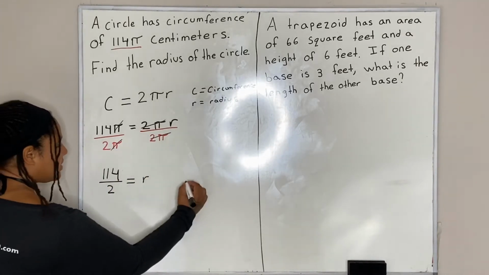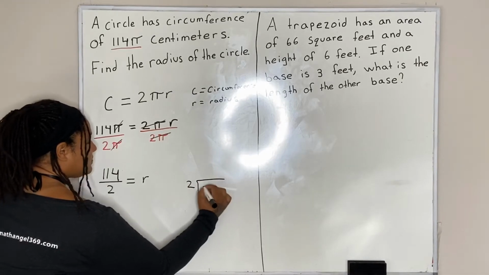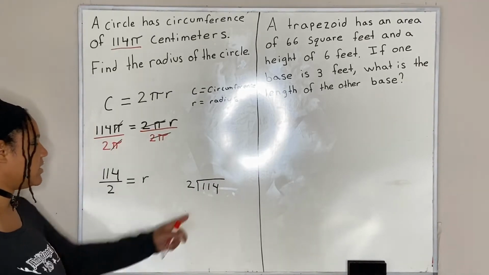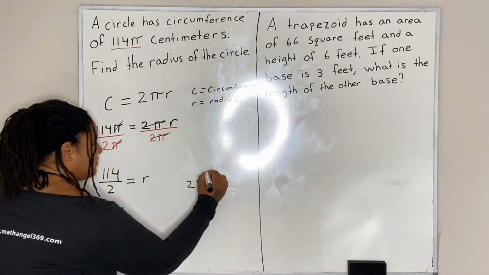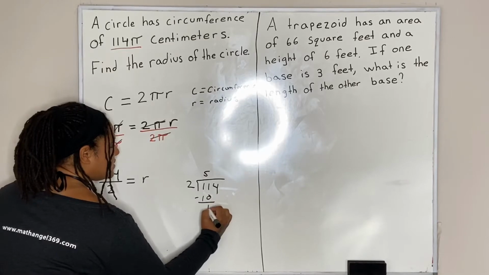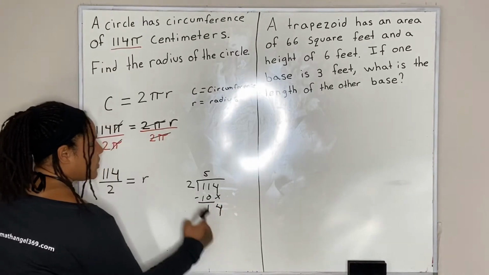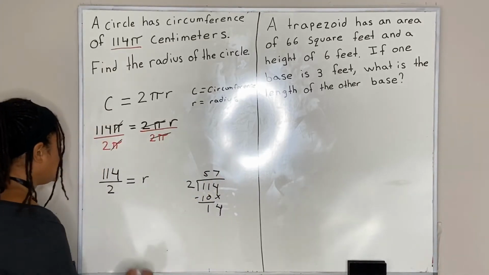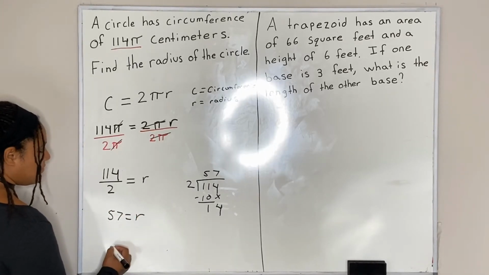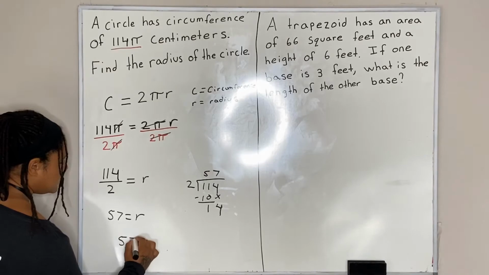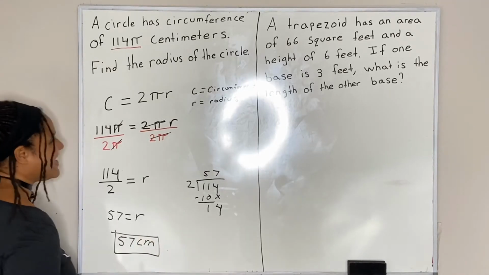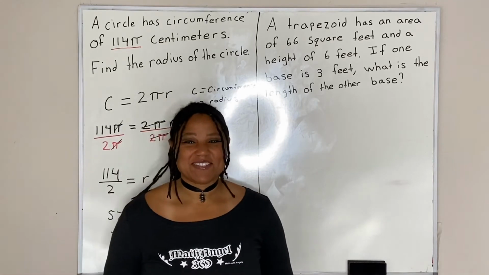And then I'm just going to come out to the side and ask myself, how many times does 2 go into 114? Well, 2 goes into 11 5 times. 2 times 5 is 10. We subtract. Bring down our 4. 2 goes into 14 7 times. So we have 57 is equal to r. So our final answer is 57 centimeters. Okay, and that is how you do the first problem.